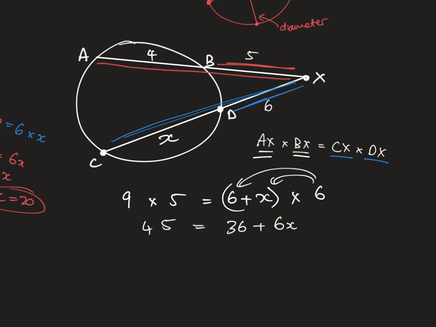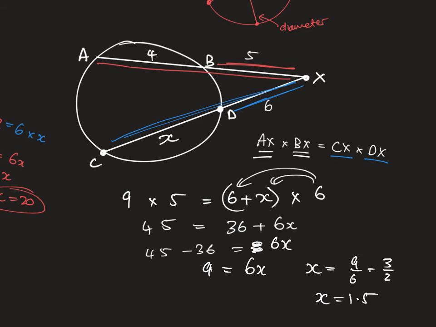Now it's possible to just solve this. So 45 minus the 36 will equal 6x. So we know that 9 is the same as 6x, therefore x will be 9 over 6, which is 3 over 2, or x is 1.5 for this question.